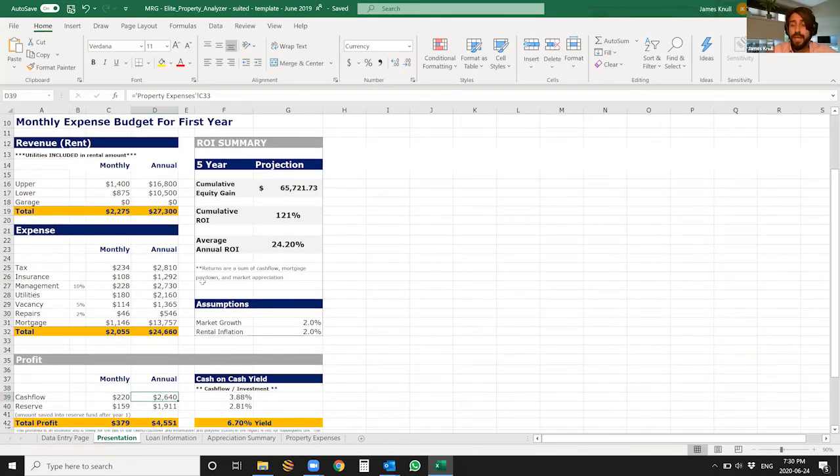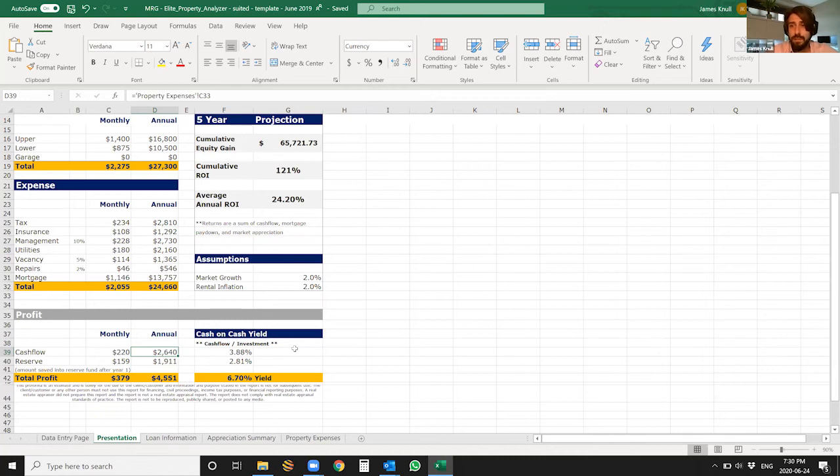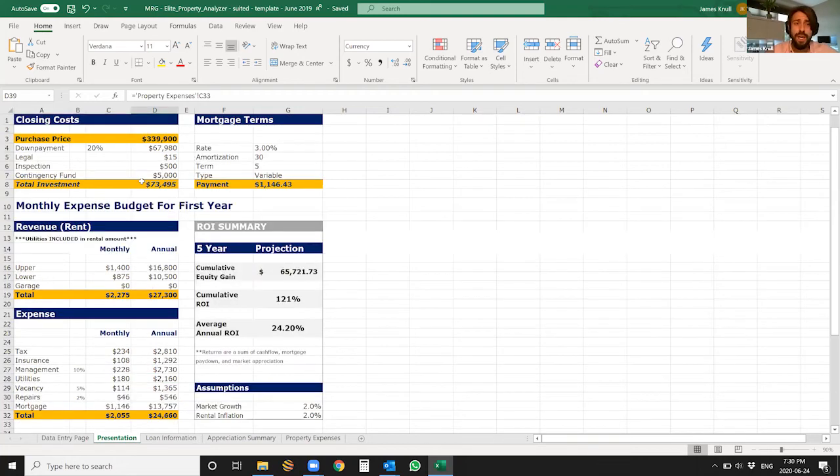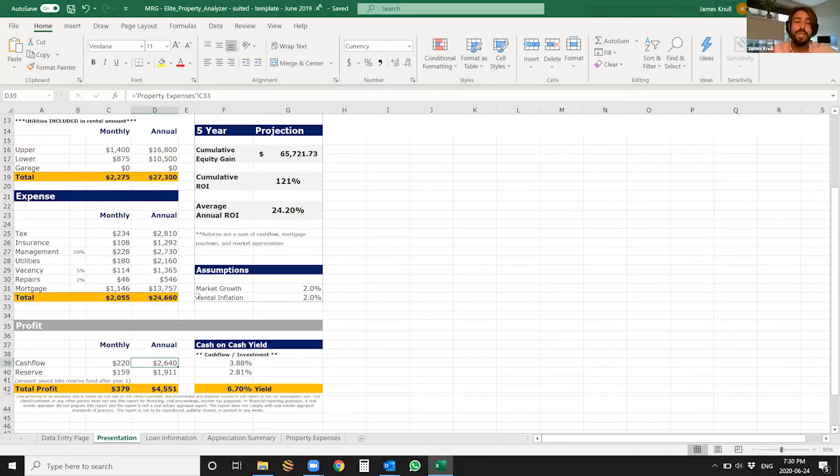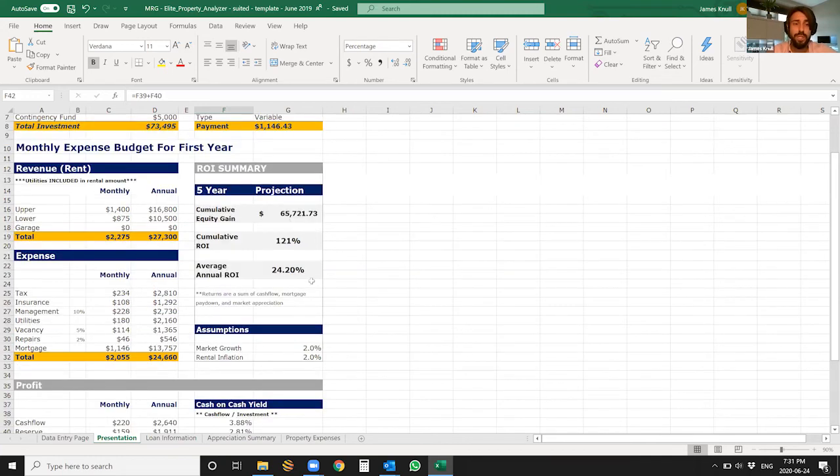So again, if you invested $100,000 in, let's be boring, a GIC at 2%, it yields 2%, or $2,000 per year in profit. If you invest $73,000 into this real estate deal, that $73,000 will produce or yield for you 3.88% of true cash flow and 6.7% of total profit. That's what yield is all about. Okay, so we've got our yield figured out. Let's talk about our return on investment projection.